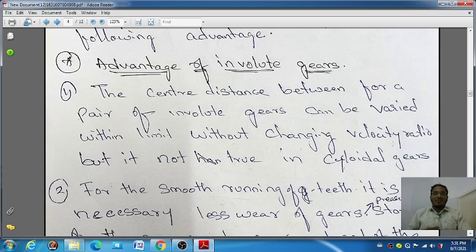What we are saying here is that in involute gears, the center distance between the pair of gears can be varied without changing the velocity ratio, but this will not happen in cycloidal gears. The velocity ratio stays constant in involute gears, but in a pair of cycloidal gears it will change. So you have to remember the difference in that advantage.